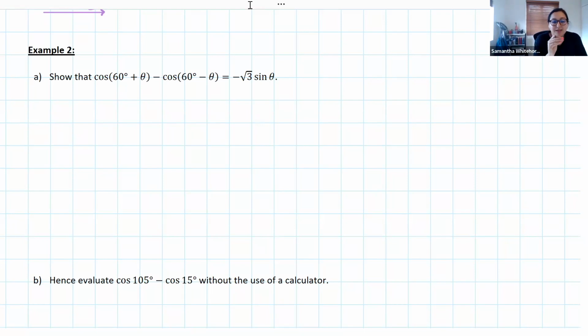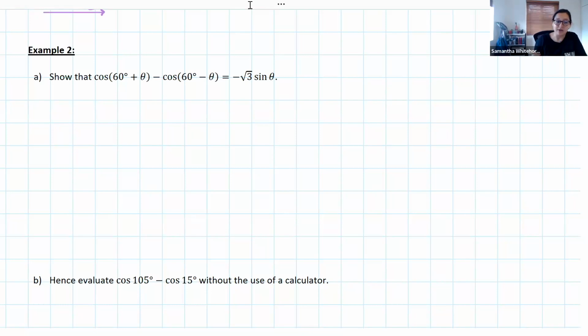Please remember, grade 12s, anytime you see a show that question, you cannot then assume that it's true. So we can't work with this as an equation. We need to now apply our knowledge from identities and work with one side, either the left or the right. Now, remember I said this to you before when we did identities. Pick the side that you can actually do something with. So the negative root 3 sine theta, I can't really do anything with that. It's not a compound angle. It's not any of the identities we know thus far.